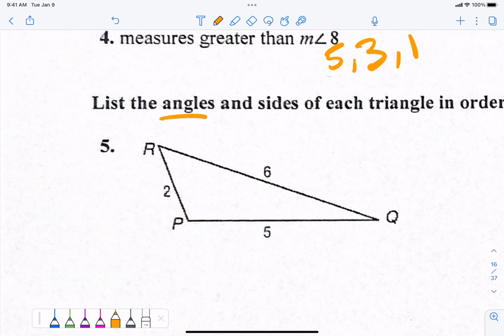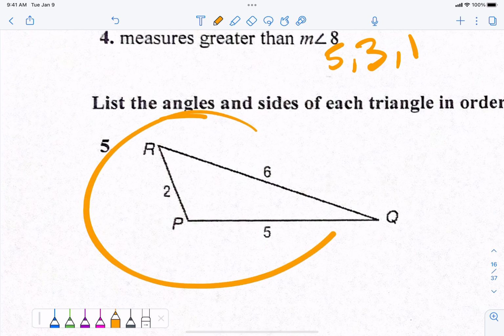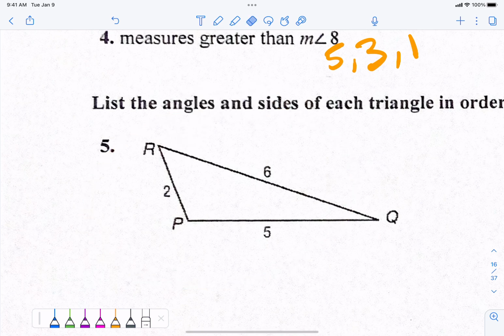Got it? Okay. You don't have to put both. Well, I mean, you could put both, but I could see which sides out of here are the biggest, you know? So I'm just looking for which angles are the biggest. If they give you the sides, give me the angles. If they give you the angles, give me the sides. Make sense? Questions about that? Okay, so part of this is really tricky. Part of this is super easy.